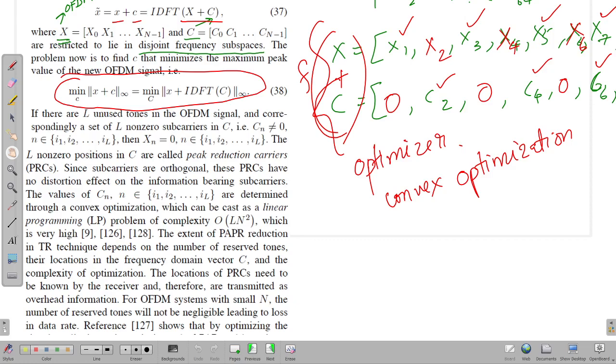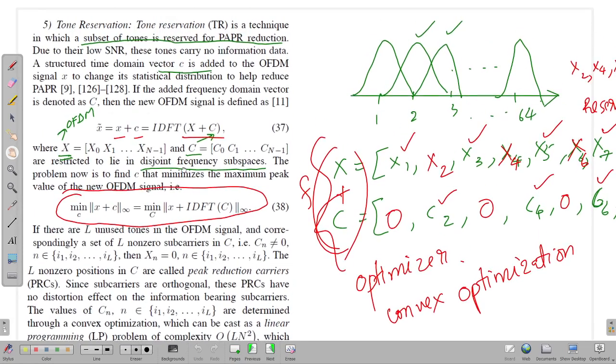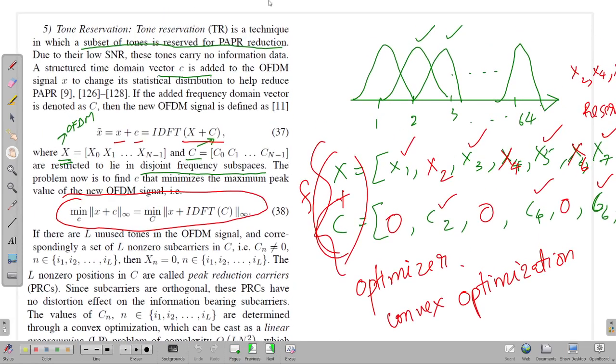We were discussing this tone reservation, TR technique. I've almost completed discussing this tone reservation technique. What I'll do is just refresh the idea of tone reservation technique.